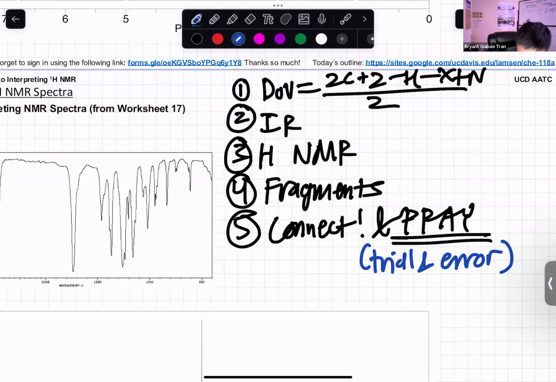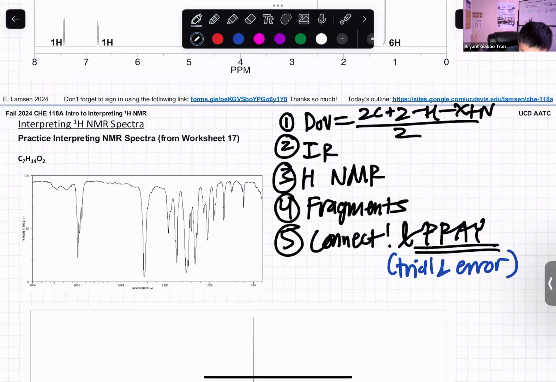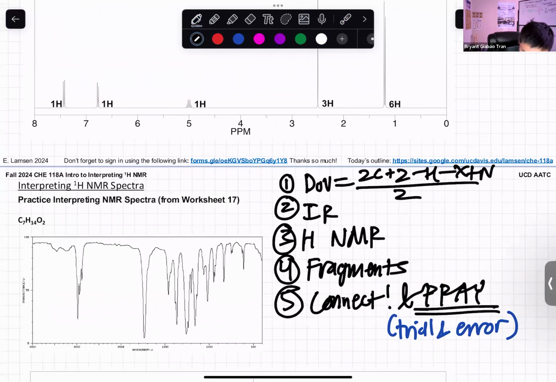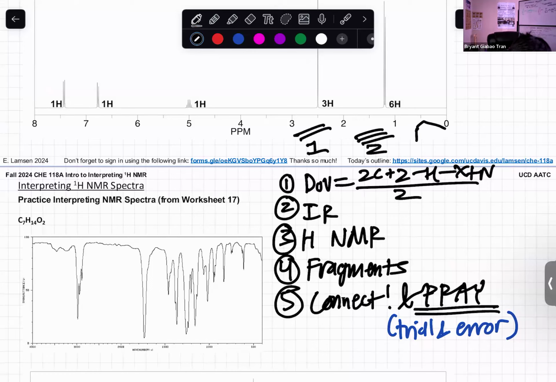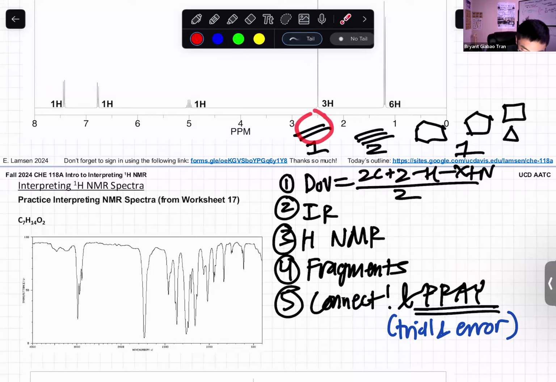Okay. So what degrees of unsaturation means is how many double bonds or triple bonds or rings we have. If you have a double bond, that's 1 degree of unsaturation. If you have a triple bond, that's 2 degrees of unsaturation. If you have some kind of ring, like a cyclohexane, cyclopentane, cyclobutane, or cyclopropane, that's 1 degree of unsaturation. So let's say you have a double bond and a triple bond. That's going to be 1 plus 2. You're going to have 3 degrees of unsaturation.